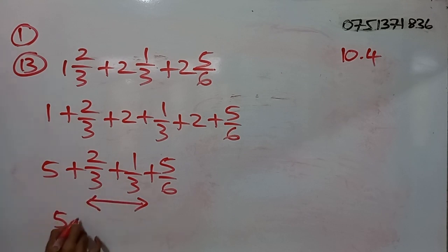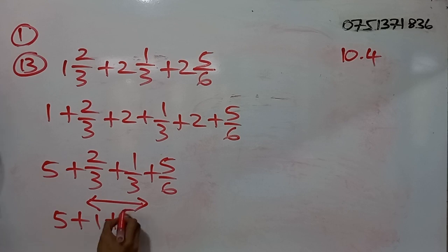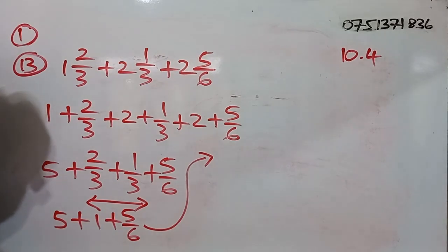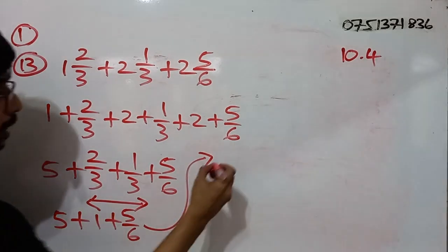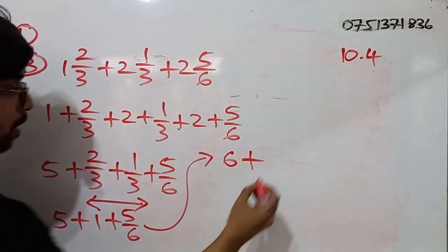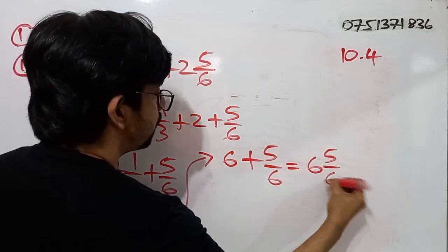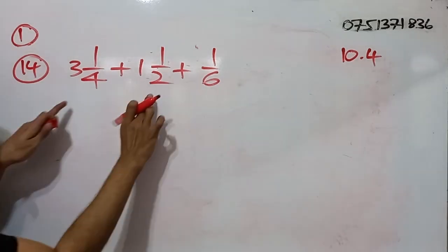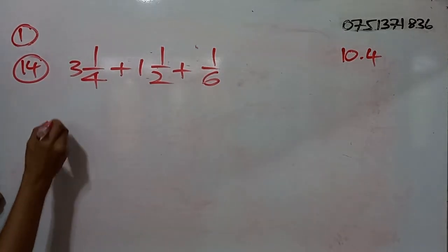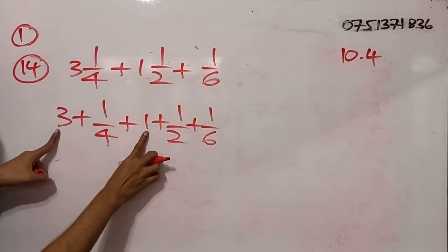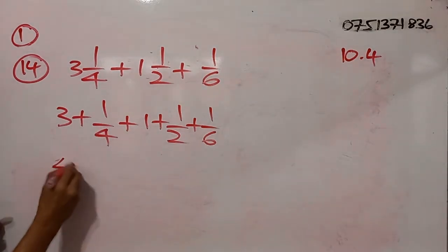I can write 5 plus 1 plus 5 by 6. I will continue on this side. 5 plus 1 means what? 6. 6 plus 5 by 6. What will it be? 6 and 5 by 6. That's the answer. So we will rewrite these two fractions. Now we can add these two whole numbers. So 3 plus 1, it will be 4.